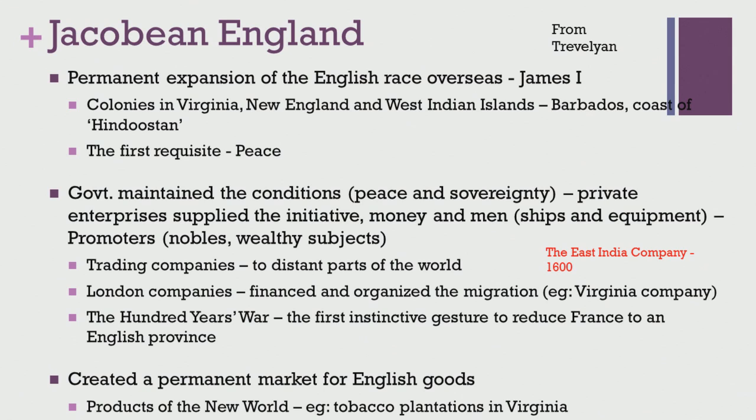So, we find England establishing colonies in Virginia, in New England, and also in the West Indian islands of Barbados, and also we notice that the coast of Hindustan becomes a major colony of Britain during those times, and this is particularly important for us, India being one of the foremost colonies of Britain during those times.